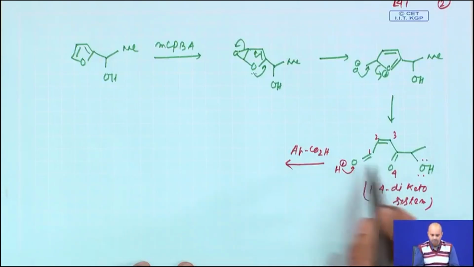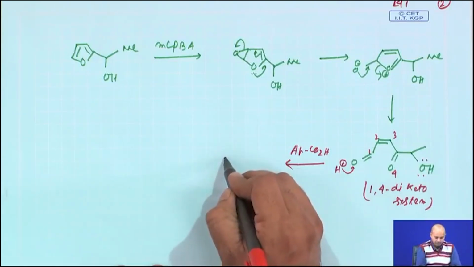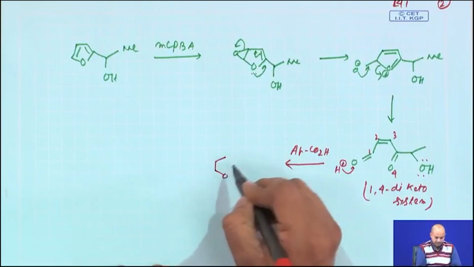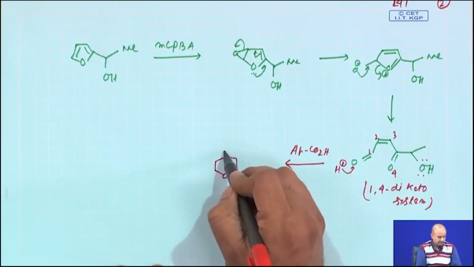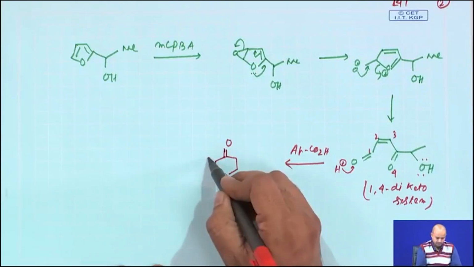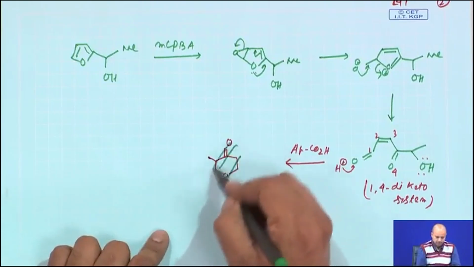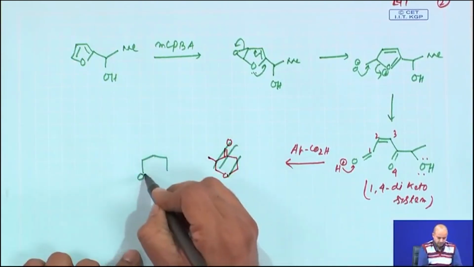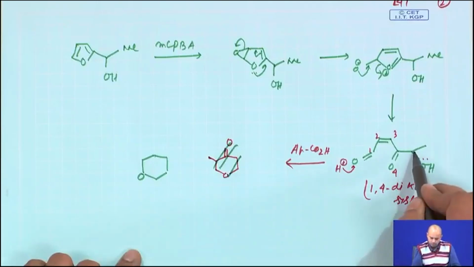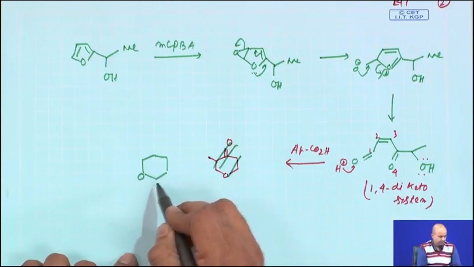Aldehydes are much more reactive than the ketone, so this OH alcohol attacks here, and you basically get the lactol, which is our main product. Sorry, this structure was wrong, you need to draw the structure again. You see the ring, so 1, 2, 3, 4, 5, 6. So, there will be a 6 member ring formed.